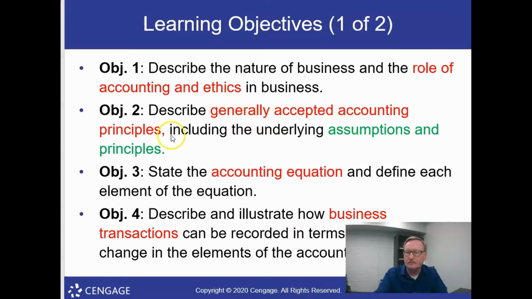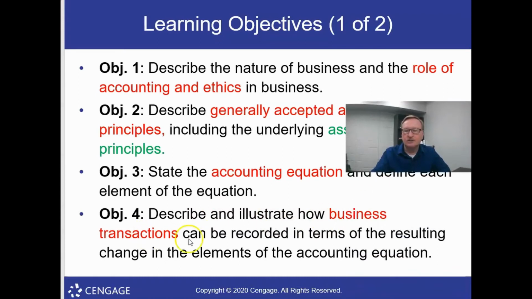Generally accepted accounting principles. That's abbreviated GAAP. So you hear people say GAAP, and that's what we're going to use in this course. Underlying assumptions and principles, and there's quite a few of those, and they go through that in chapter 1. Accounting equation. Now, the accounting equation is the heartbeat of all of accounting, and as we go forward through the first several chapters, we're going to get into that in great detail, but it's an introduction right off the bat here in the first chapter. Describe and illustrate how businesses transact things.